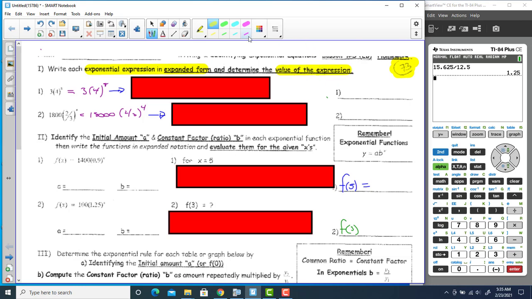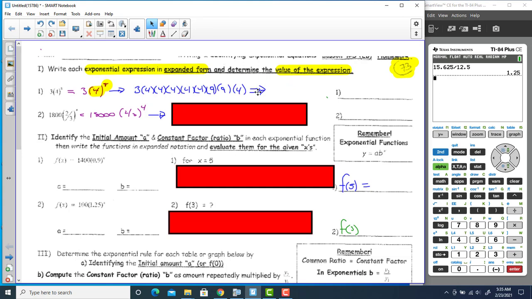of the expression. So for question number 1, where you have 3 times 4 to the 8th power, the expectation here is that you understand that the power of 8 belongs to the base of 4, and therefore we're multiplying 3, the initial amount, by 4 8 times. Go ahead and expand that. You can do that super quick. And hopefully you're showing that you have an understanding that we're multiplying 3 by 4 8 times.